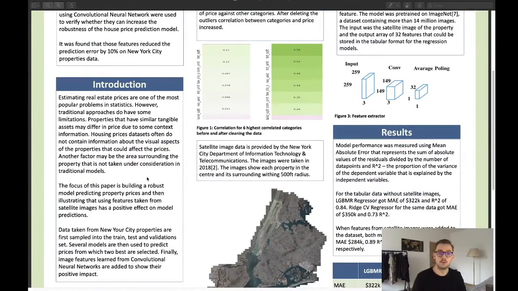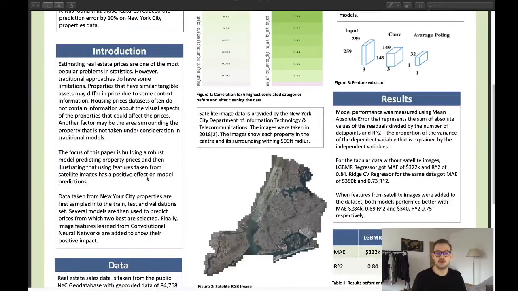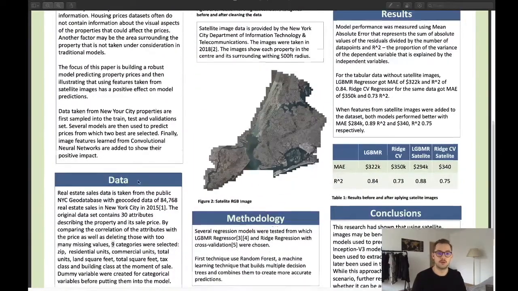However, some properties, even though they may have similar tangible assets, may differ in contextual assets, like a neighborhood or just visual features of this particular property. Therefore, it had been decided to use visual features from satellite images to check whether those could improve the model.